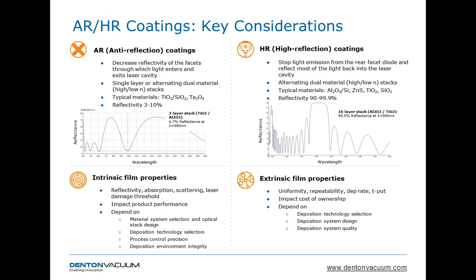of choices. When we look at our films, we can subdivide their properties into what we would like to call intrinsic film properties and extrinsic film properties. The intrinsic film properties have more to do with the physical properties of the films. In the case of AR, HR coatings, it would be reflectivity, absorption, scattering, laser damage threshold. These qualities directly impact product performance, so your laser performance. They would depend on the material system selection, in the case of AR/HR, also on the optical stack design.